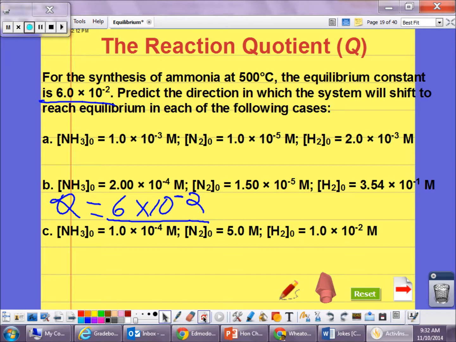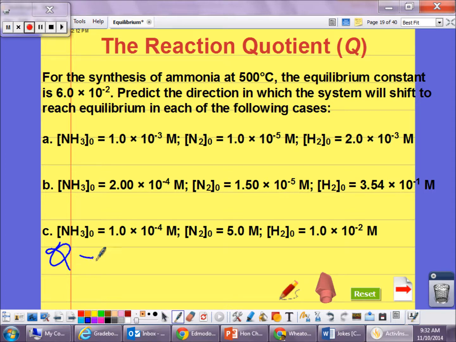Q for letter C. Let's see if I can tell you a joke while we are waiting for people to solve. Q for the last case. Okay, the joke is not coming.